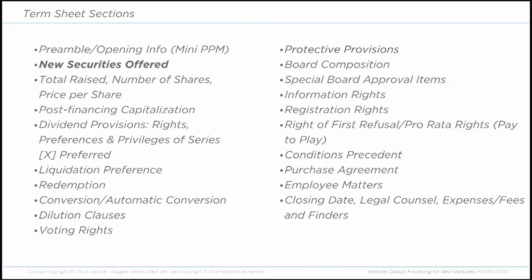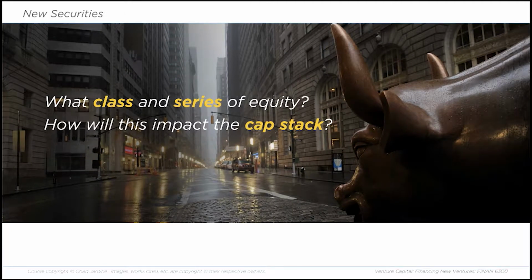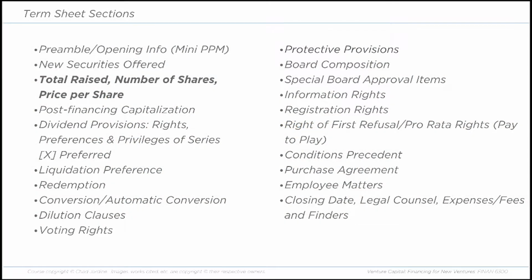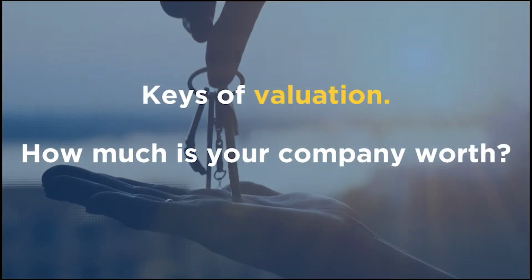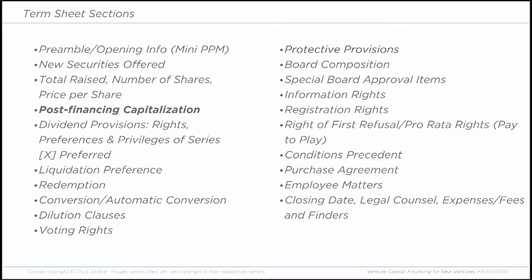The term sheet also outlines the new securities to be issued. It includes the terms for the type of new shares, such as what class and/or series of equity will be issued, and how these shares will fall within the capital stack. In addition to the type of shares, the total amount raised, the number of shares, and the price per share are articulated. In other words, all the key elements for calculating your company valuation. This is summed up in what your anticipated post-investment cap table will look like.